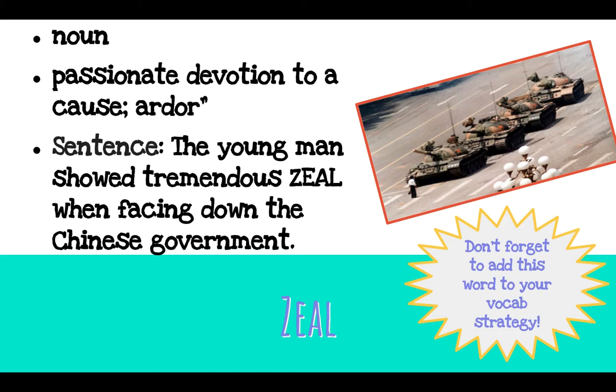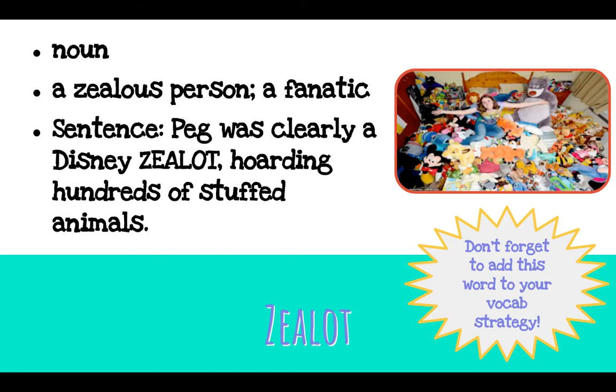We have one final word in this lesson, and the word is zealot. Zealot is a noun. It is a zealous person, a person who has a lot of zeal, a fanatic, someone who's super passionate about something. Peg was clearly a Disney zealot, hoarding hundreds of stuffed animals, as shown in that picture. Zealots for wildlife protection scattered nails in front of logging trucks to protect logging in national forests.